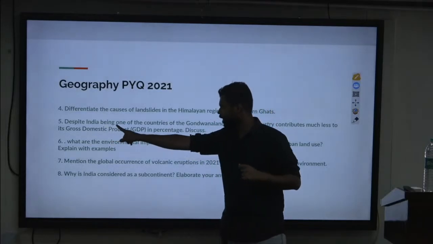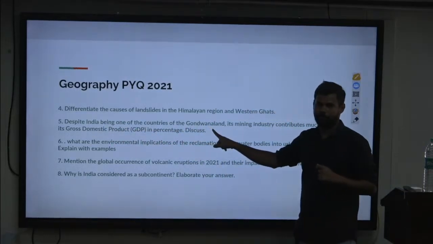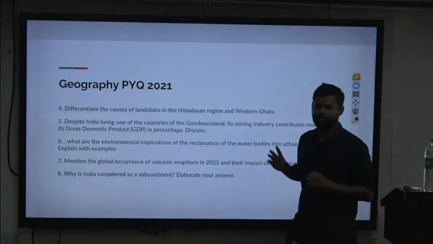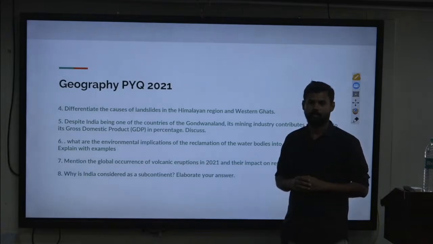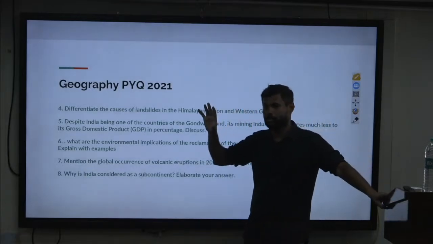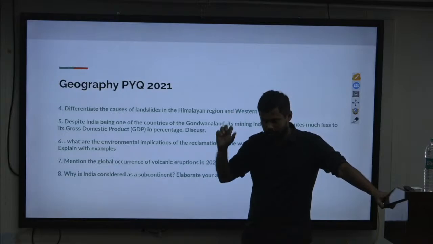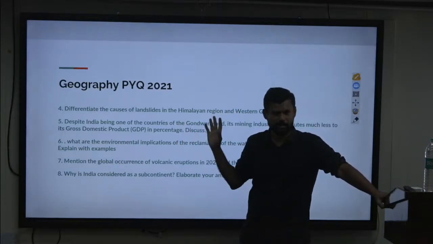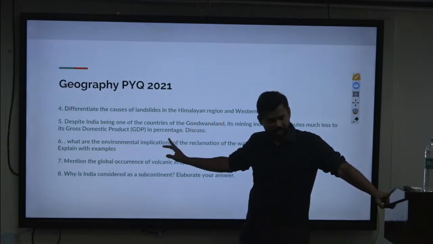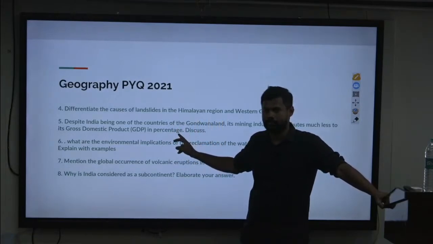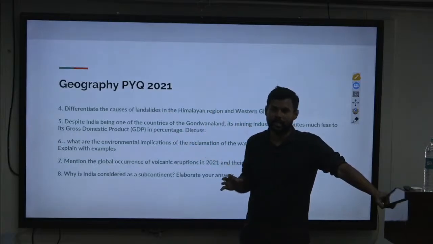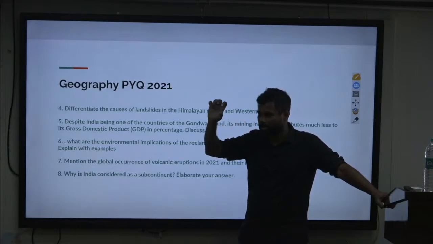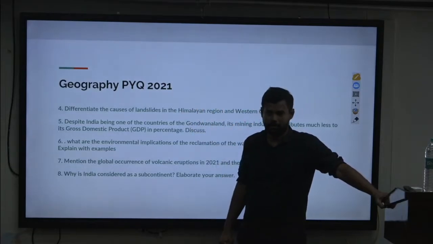See, despite India being one of the countries of the Gondwana land, its mining industry contributes much less to GDP in percentage. What is it telling? Gondwana land means it should be highly rich in minerals. Though it is rich in minerals, why is it that its percentage to GDP is very low? That is the question. Now if you start writing a GS3 answer, you will not get marks here. So how will you write this answer? You will first write about what exactly Gondwana land is and what minerals are available in Gondwana land. That is done.